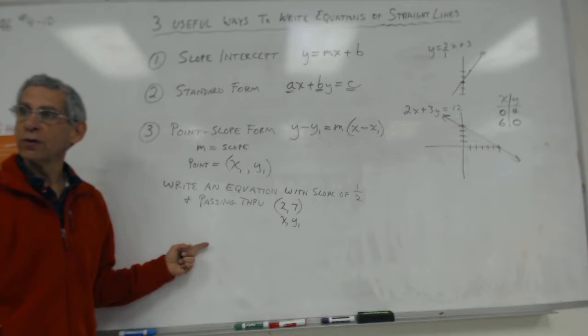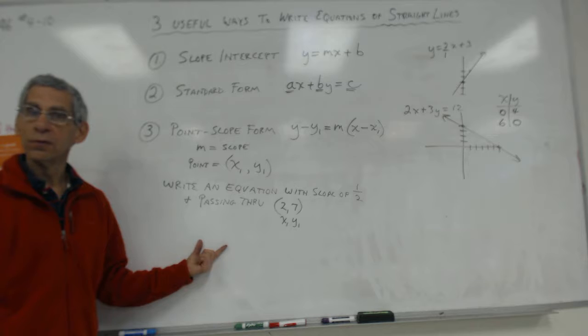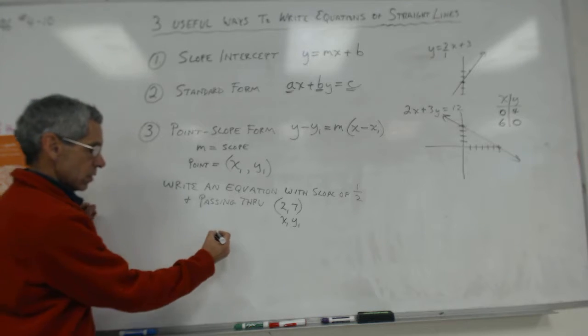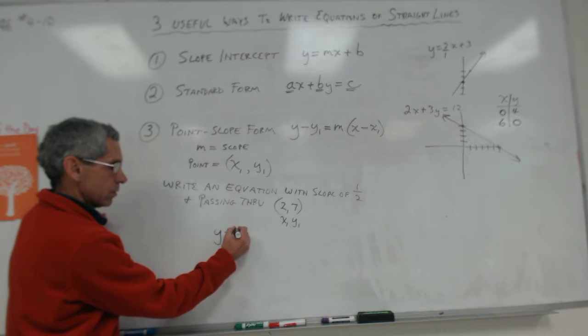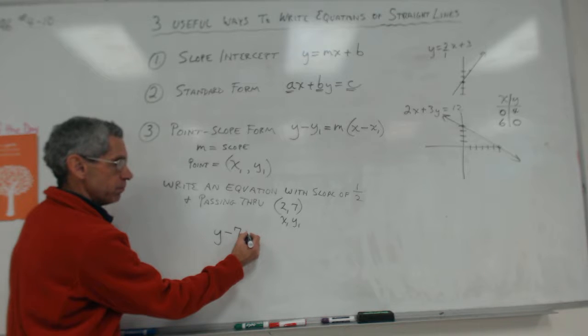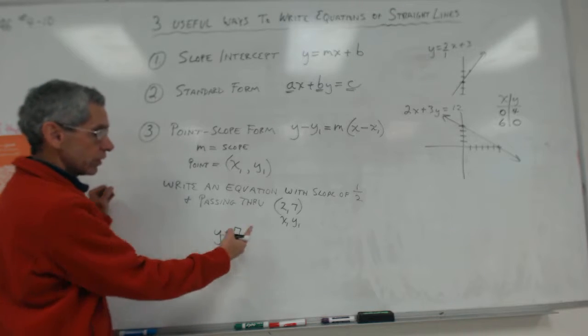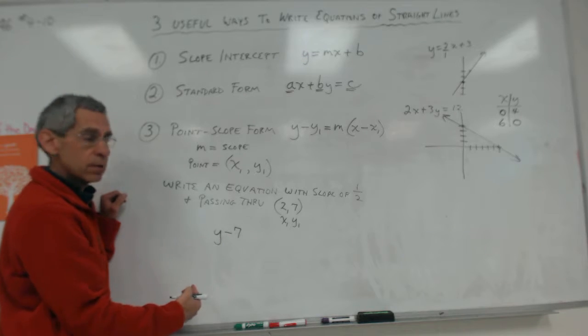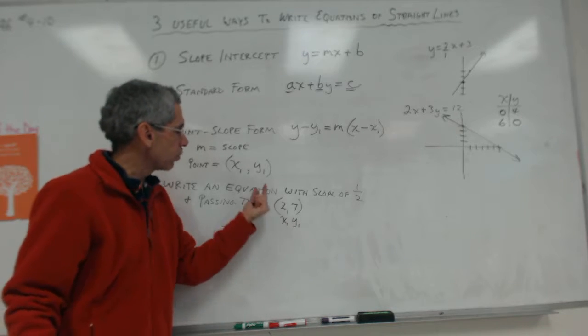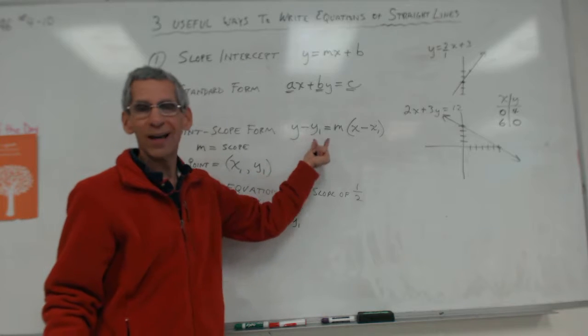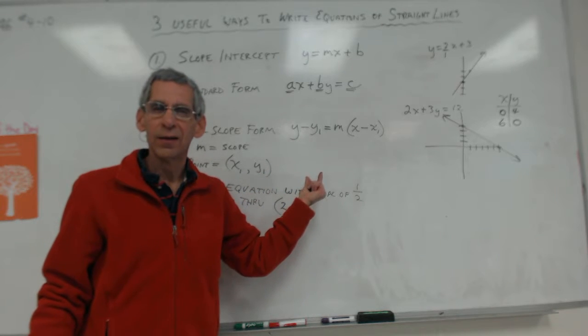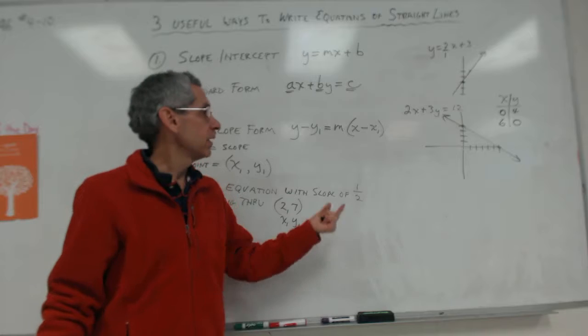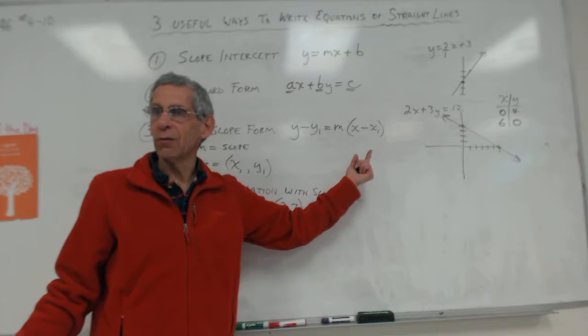What would be my formula? What's my equation? Gavin? y minus 7. You're just replacing that with just the 7. So y minus 7. I have to put the sub 1 only because I've got two y's in there. If I said y minus y, that would be just 0. Equals m times x minus x, that would be 0, right?